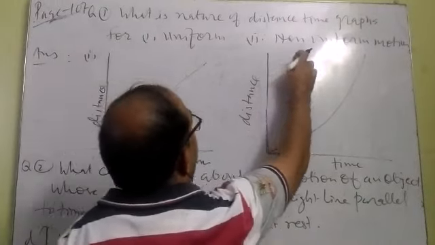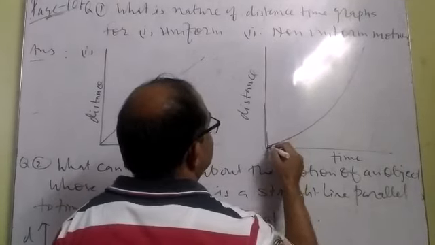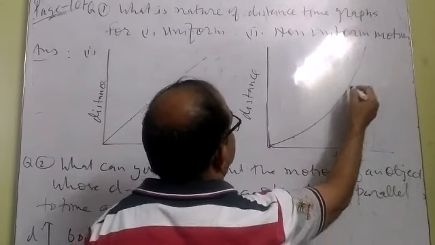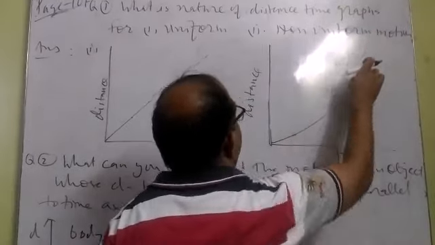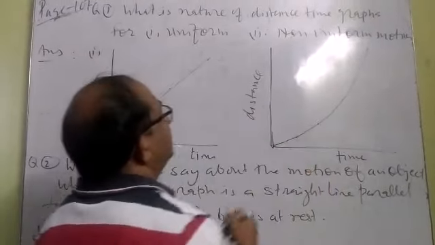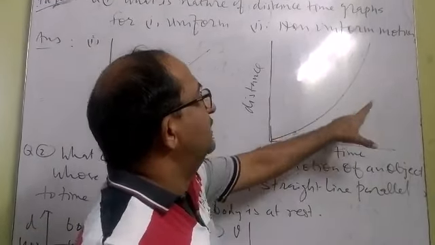In the other case, when the body is in non-uniform motion, the distance-time graph is not a straight line because unequal distances are covered in equal intervals of time. So it may be a curve, ascending or descending. So this is the graph of non-uniform motion, which means it is a curve.